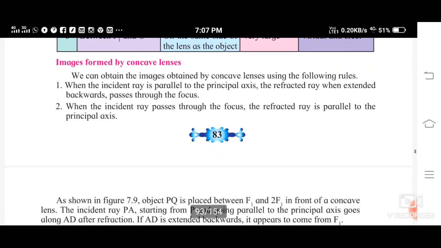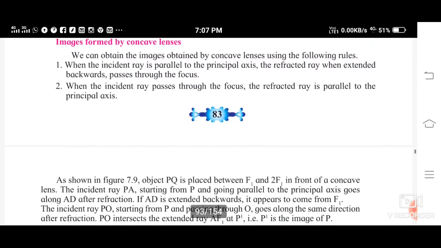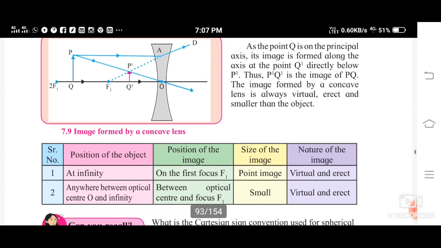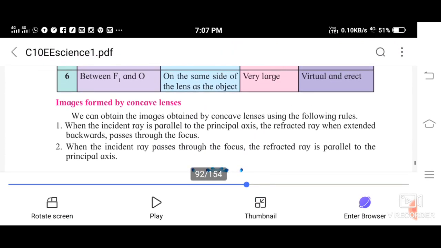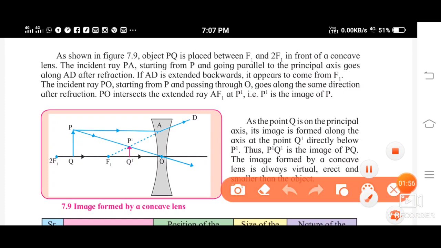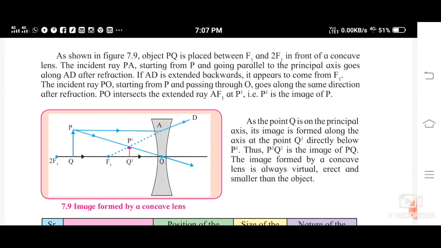Now second rule: when the incident ray passes through the focus, the refracted ray is parallel to the principal axis. So when the incident ray, okay, is going to pass through the focus, that time the refracted ray is going to be parallel to the principal axis. Okay, so the refracted ray is going to be parallel to this principal axis.